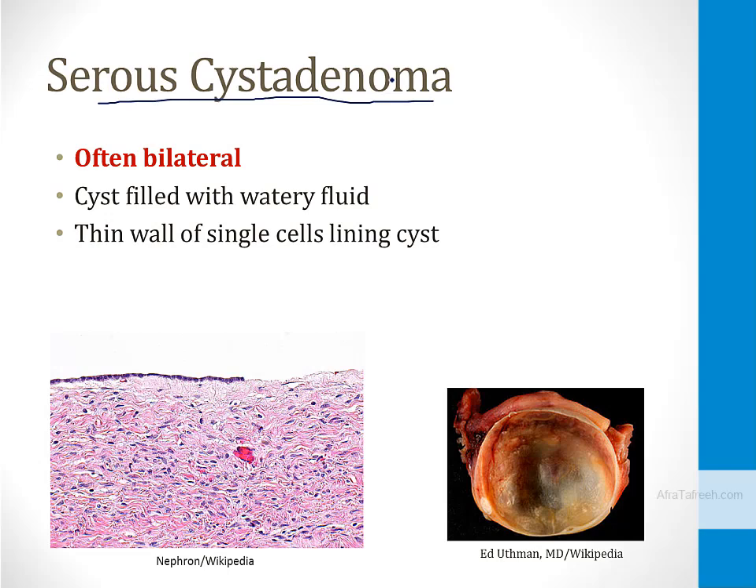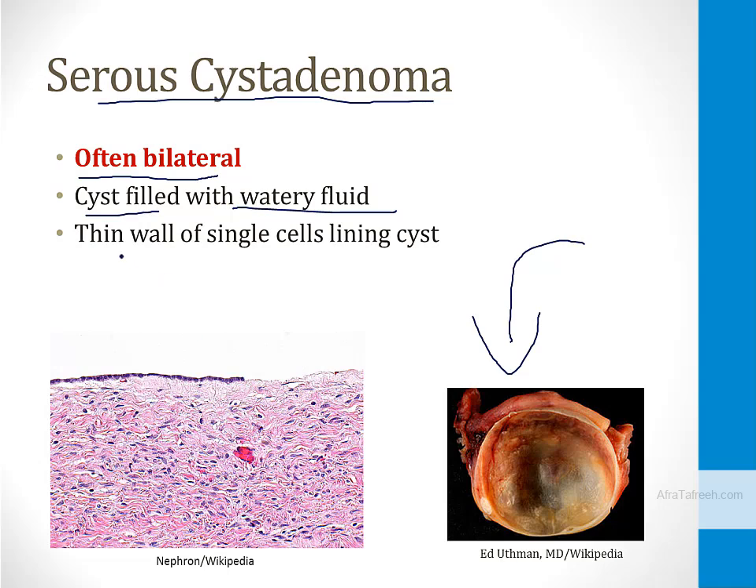So a serous cyst adenoma is a benign serous epithelial tumor of the ovary. These tumors are often bilateral, meaning they often occur in both ovaries at the same time. On gross specimen, they just look like a cyst filled with watery fluid. This is a picture of what one looks like on the screen here.